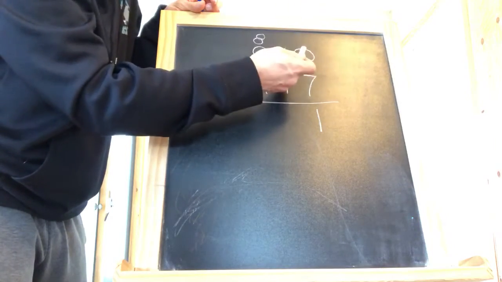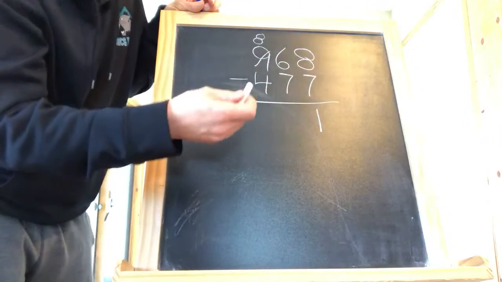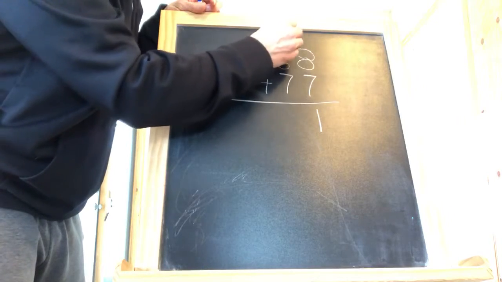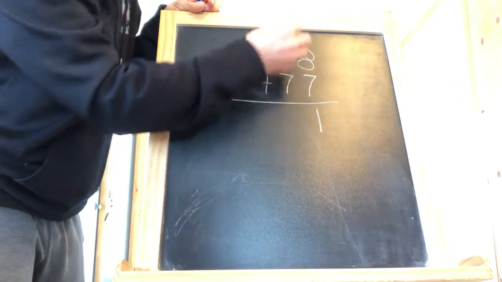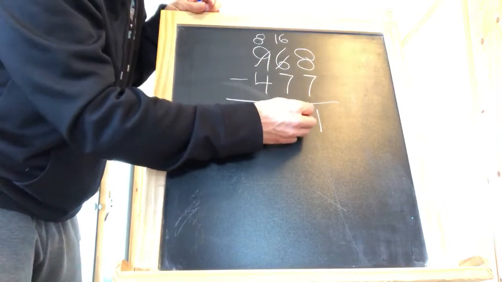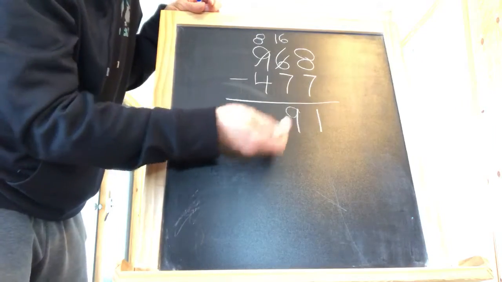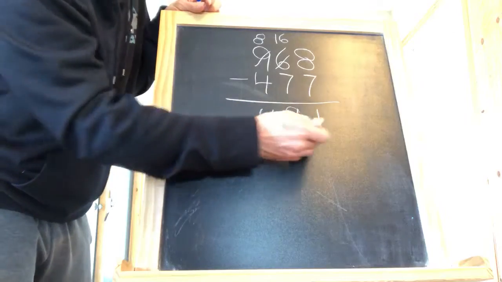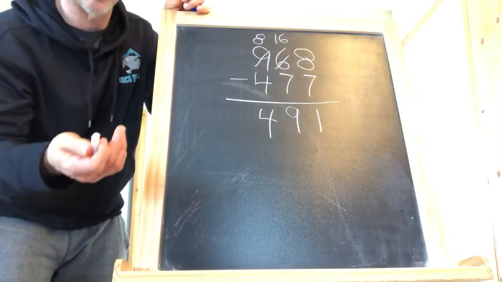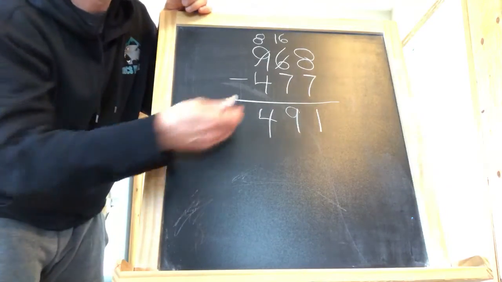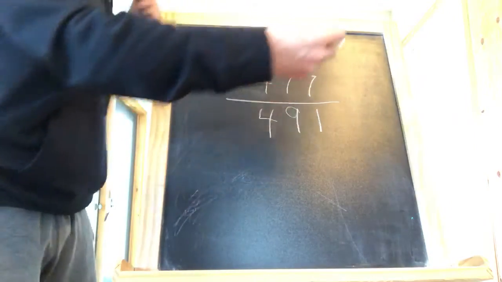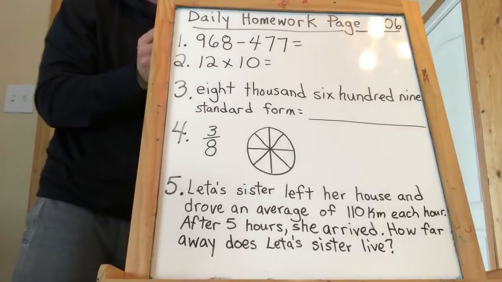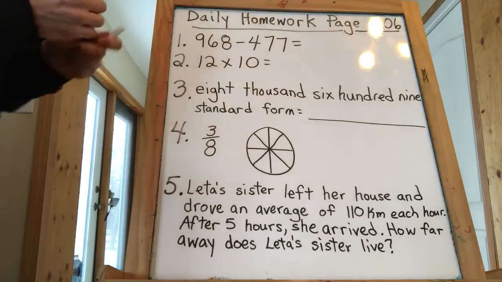So 100 plus 60 is 160. That'll be like saying 16 tens. So now 16 minus 7 is 9. So we have 9 tens now. 800 minus 400 is 400. So 491. I said my answer is going to be somewhere around 500, maybe a little below. 491 is a really reasonable answer. So 491.